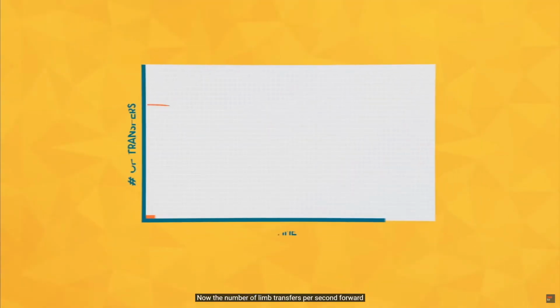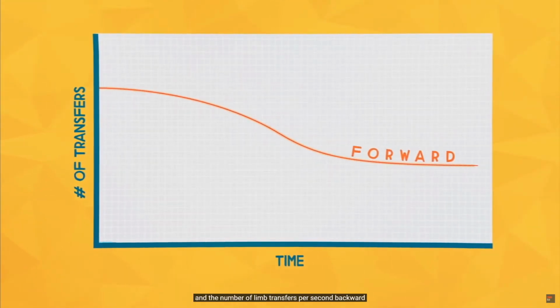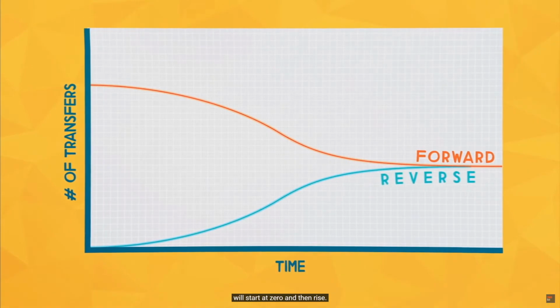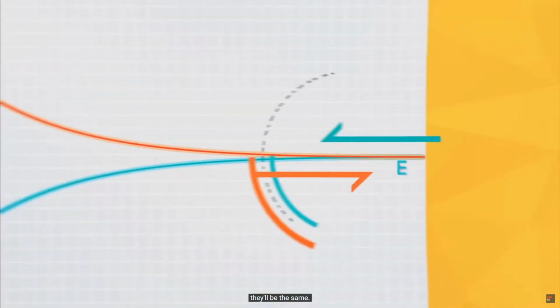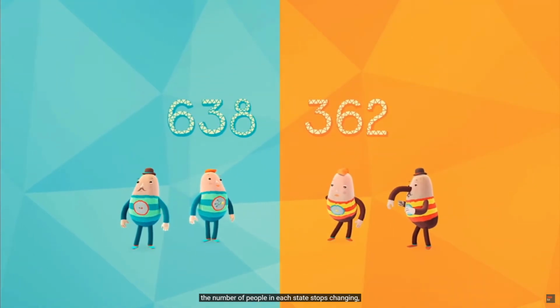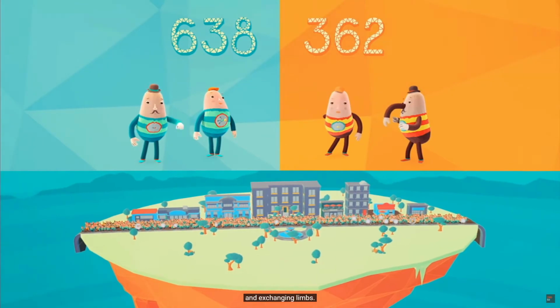Now, the number of limb transfers per second forward will start high and then fall, and the number of limb transfers per second backward will start at 0 and then rise. Eventually, they'll meet, they'll be the same. And when that happens, the number of people in each state stops changing, even though people are still bumping into each other and exchanging limbs.